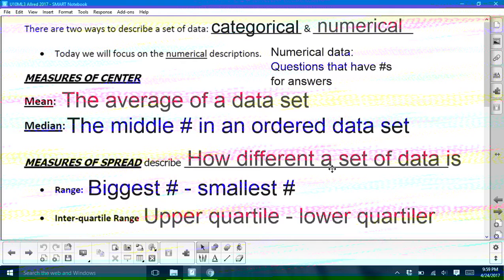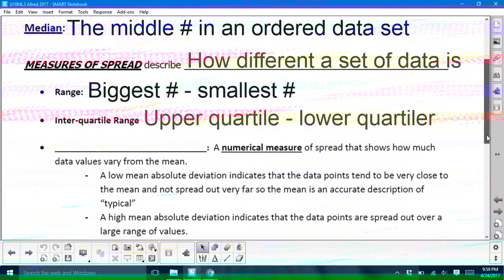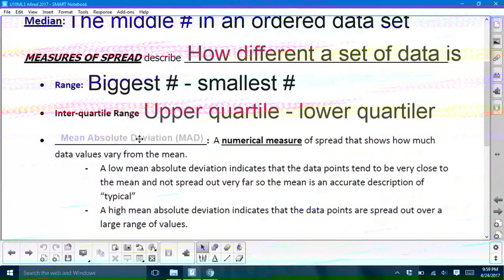Measures of spread tell you how different a data set is, how big some of the numbers are compared to how small they are. But measures of center tell you what the average is or what the median is, how the average person did. Today, we're going to talk about mean absolute deviation, which really brings them all together. It's a numerical measure of spread that shows how much data values vary from the mean. So it's going to talk about the center and the spread of the data.